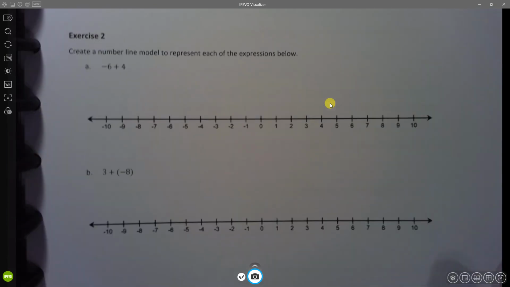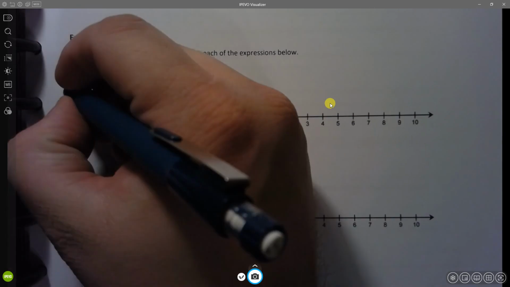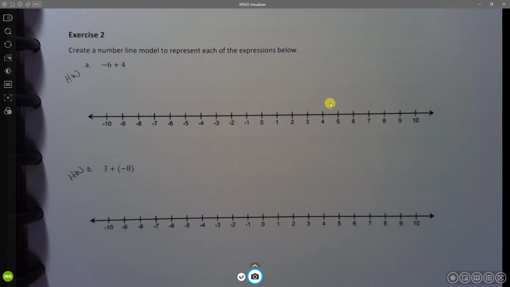All right, so exercise 2. I'm keeping my mouth shut here. This is for your homework tonight. We will discuss these in class. So A and B are your homework tonight.